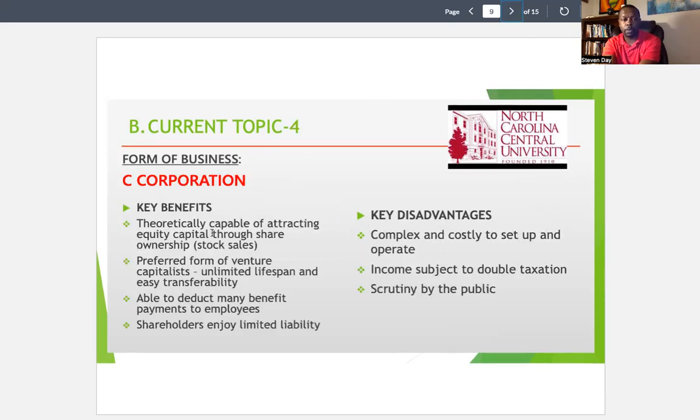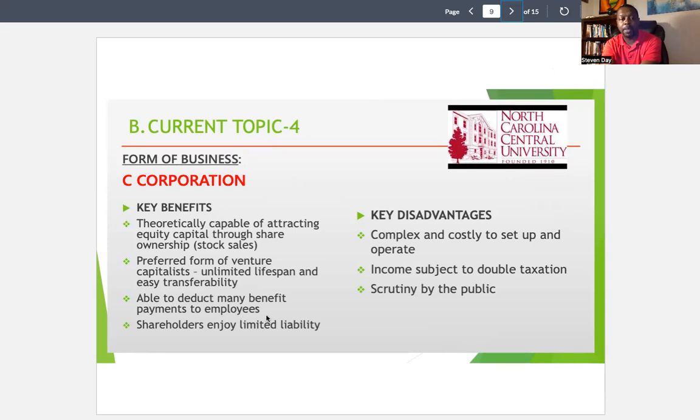You have a C Corp. A C Corp is basically a corporation, and a benefit is that they're capable of attracting equity capital through share ownership, stock sales, and shared stock, the preferred form of venture capitalists. So venture capitalists love C Corps.